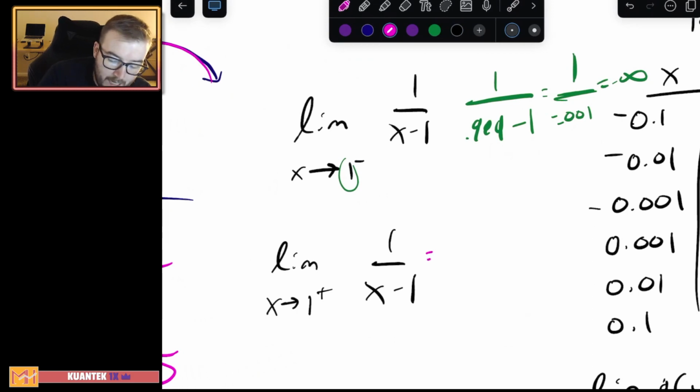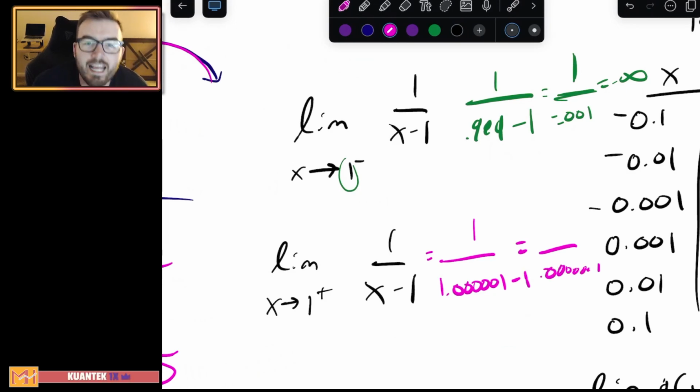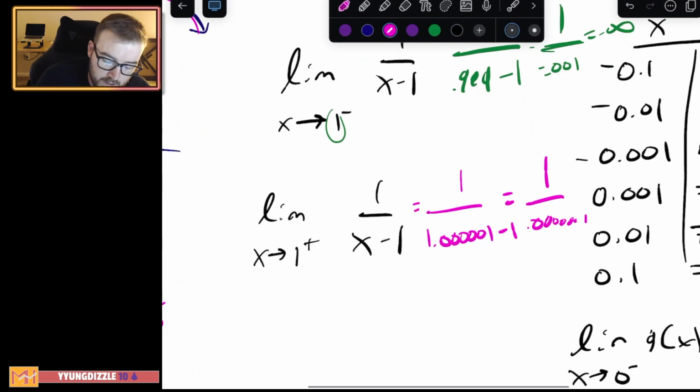And think about what happens as you approach 1 from the right. 1 divided by 1.000001 minus 1. Let's just get really small really quickly. So as we get really close to 1 from the right, 1.00001 minus 1 is equal to 0.00000, however many zeros I need, 1, a very small but yet still positive number. So 1 divided by that very small but still positive number is going to equal infinity.